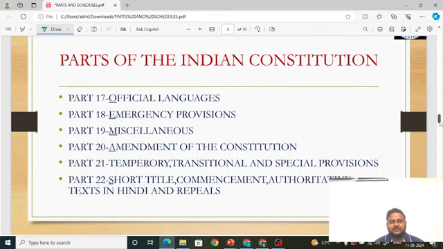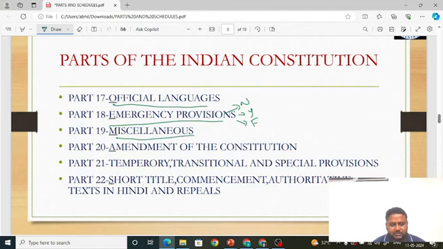Okay, next, part 17. Part 17 talks about official languages. Everything I'll tell you when we deal with schedules, because official languages will come again in the schedules as well. Part 18 is emergency provisions, be it national emergency, state emergency, or financial emergency. Part 19, miscellaneous. Miscellaneous means which are not included in any of the above parts are included in part 19. That is, something extra.